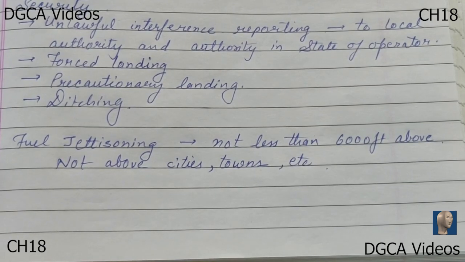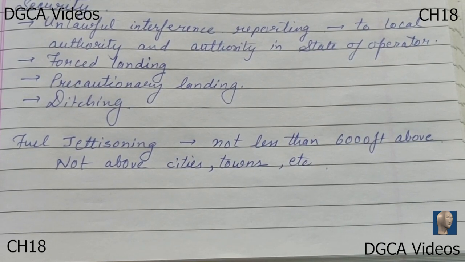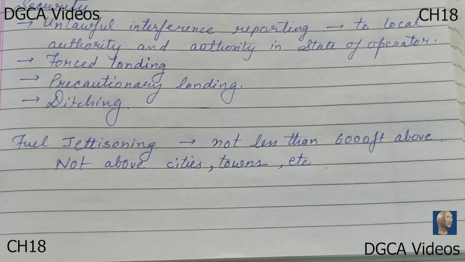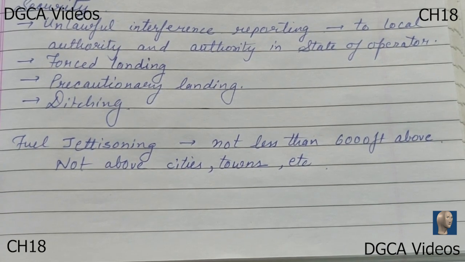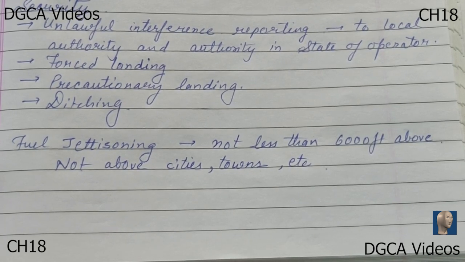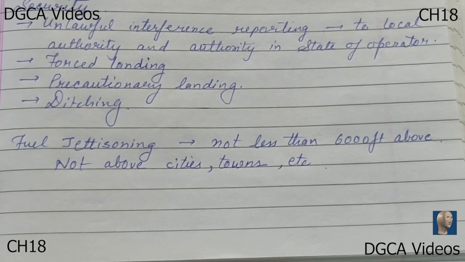Fuel jettisoning. This means dumping of the fuel in air in urgent situations. The only thing that you need to keep in mind is that you cannot dump the fuel in areas nearby cities, towns, etc. This has to be done preferably over the water and away from areas where thunderstorms etc. are occurring. Also, it should be above 6,000 feet, and the duration of fuel dumping should also be taken care of.